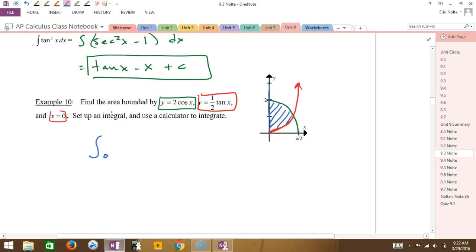Are you sure? Are they intersecting at pi over 2? So how do I figure out where these 2 functions are intersecting? You get the calculator out and you set them equal to each other. Absolutely. So we need to set these 2 equal to each other. So 2 cosines of x is equal to 1/2 the tangent of x. You guys all know how to type that in, yes?